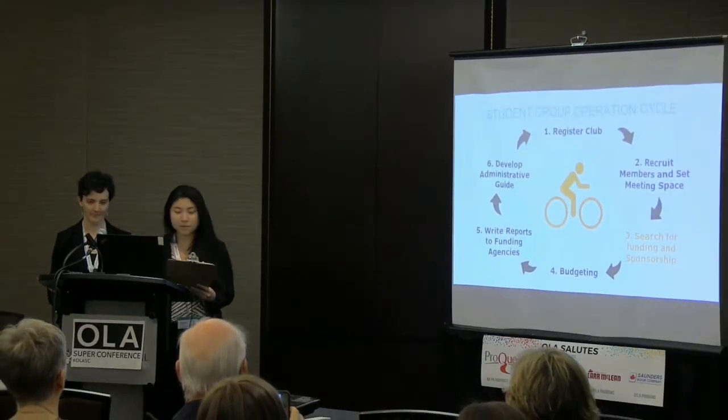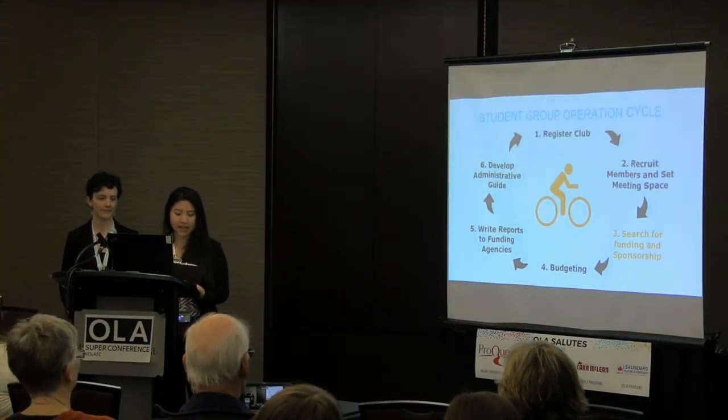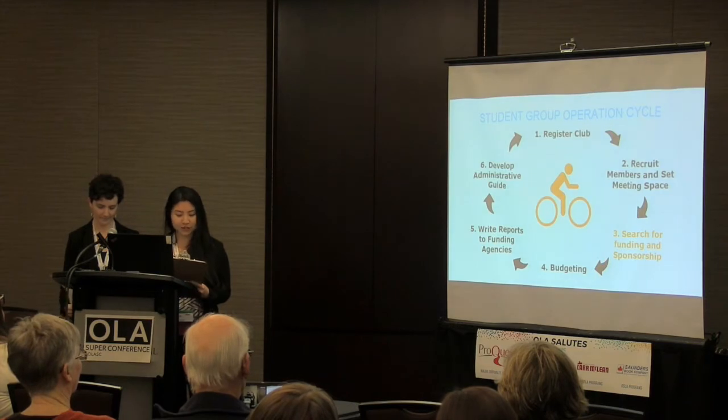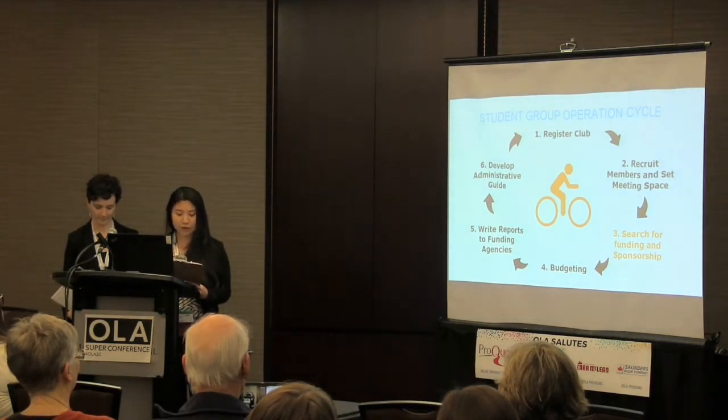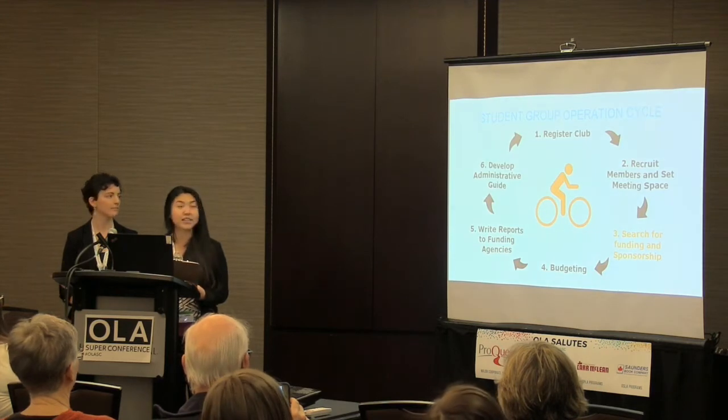So this diagram on the screen shows an overview of how student groups function in a cycle of 6 activities. So just take a moment and look at it and let it sink in. And although all 6 operational activities generate some information needs, I will be focusing on searching for funding and sponsorships in the following example.